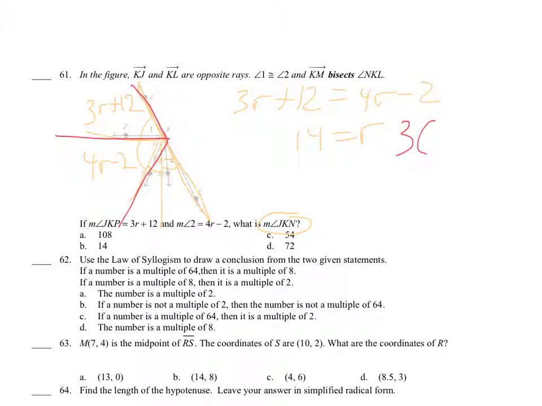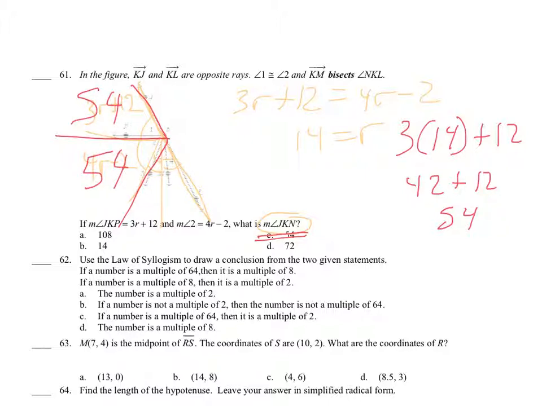3 times R, which is 14, plus 12. We end up with 42 plus 12, that equals 54. Now be careful because 54 is an answer, but it's not our answer. Because this angle is 54 degrees, this angle is 54 degrees, so we have to add them to find the measure of the entire angle. 54 and 54 is 108 degrees, which is why our answer is A.